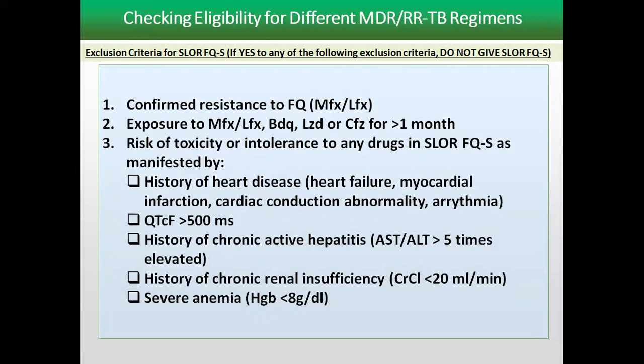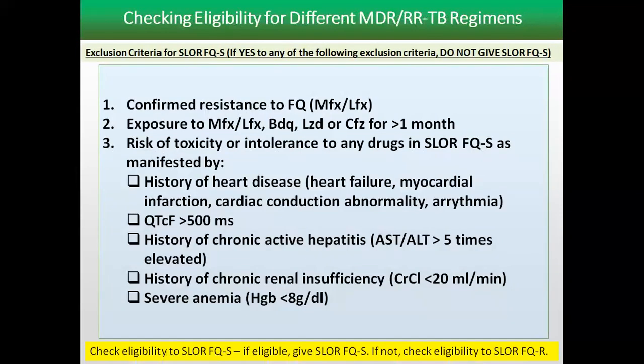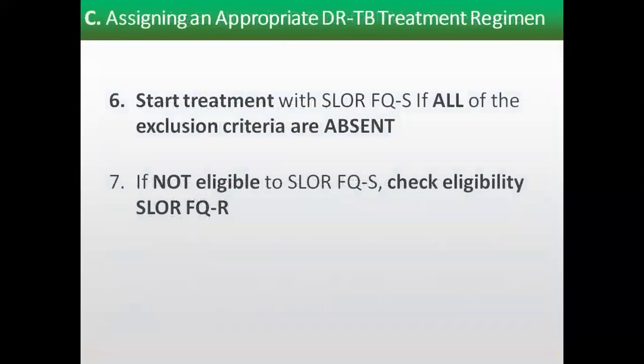So, there. Because one of the drugs, which we will discuss later, one of the drugs that is part of regimen 4 for SLOR FQS may cause severe anemia, or has effects on our bone marrow, causing bone marrow suppression. Okay. So, check eligibility. If there is one check here, then we can no longer give SLOR FQS. But if not, then we can start the treatment for SLOR FQS.